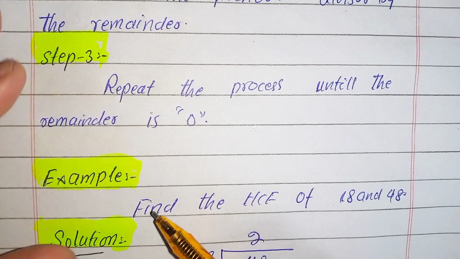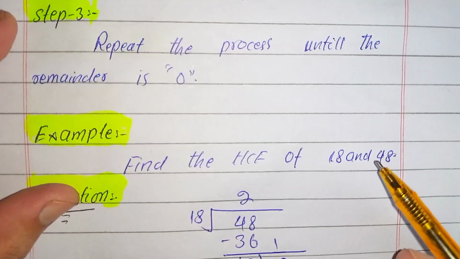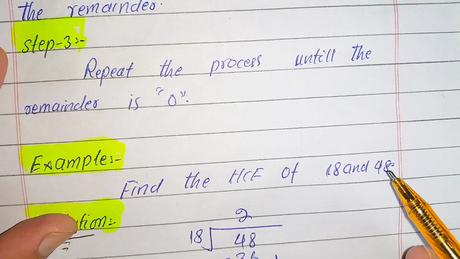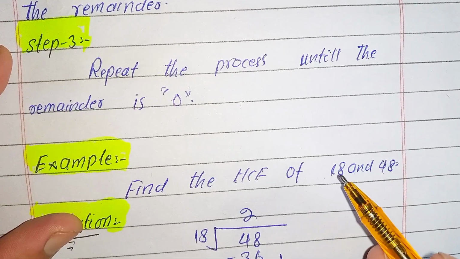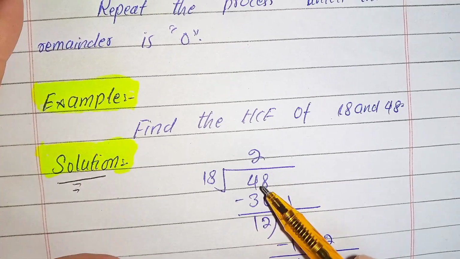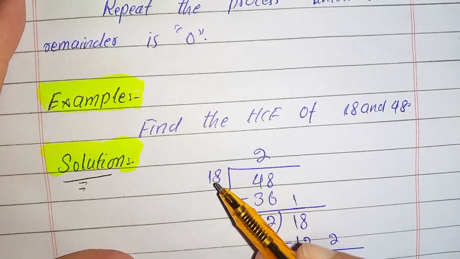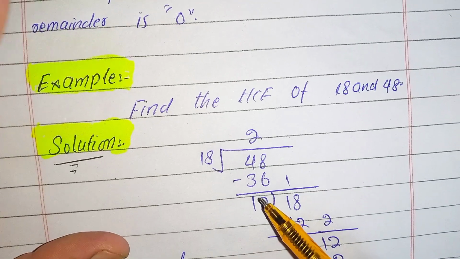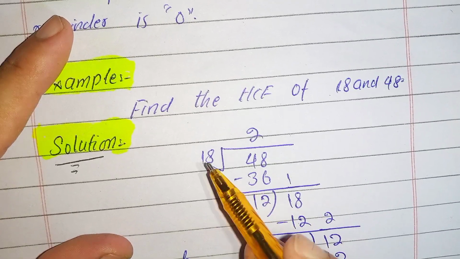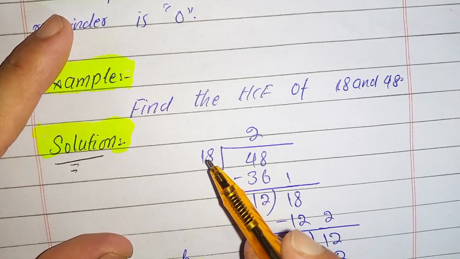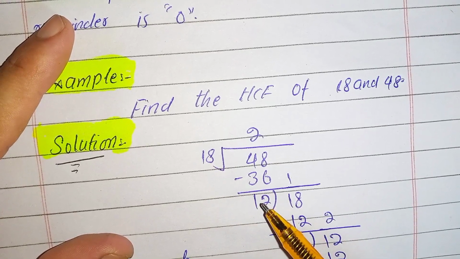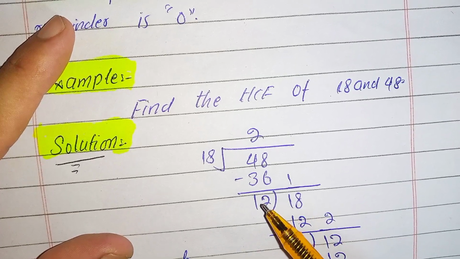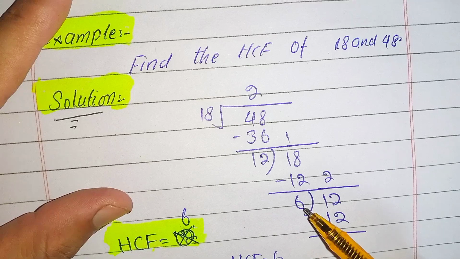For example, if we want to find the HCF of 18 and 48, then according to these steps, first of all, we have to divide 48, which is the larger number, by 18, which is the smaller number. So 18 times 2 is 36. Subtract 36 from 48, the remainder is 12. Here we see that 12 is the remainder and 18 is the first divisor. So we will divide the first divisor 18 by 12, the remainder of the first step. How many times does 12 go into 18? 12 times 1 is 12, the remainder is 6.